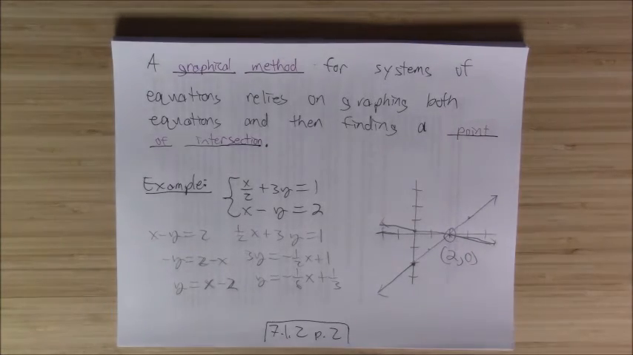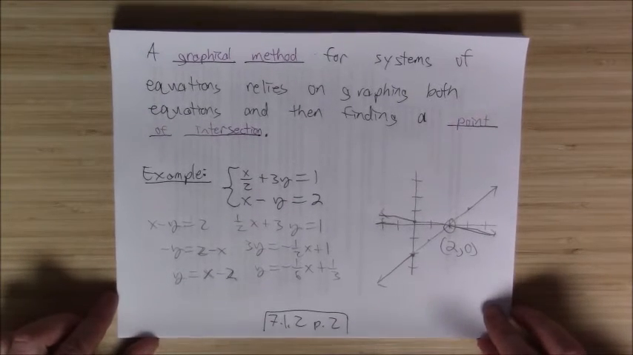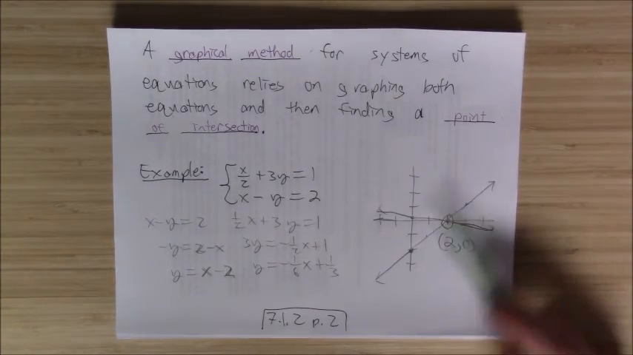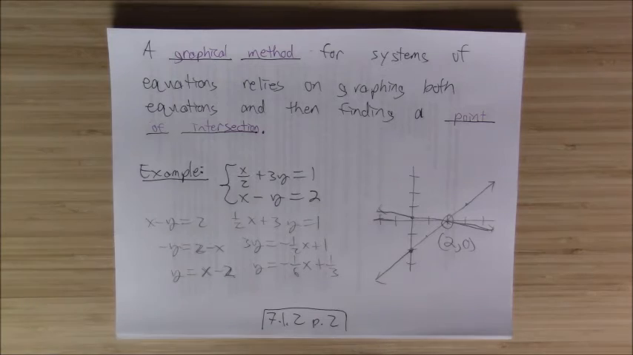This also helps explain why we use ordered pairs instead of just saying x equals 2 and y equals 0. It is because the ordered pair reminds us that there's some graphical solution going on.